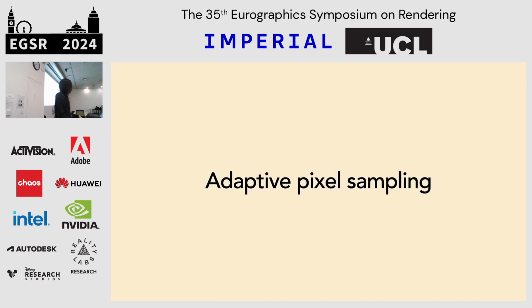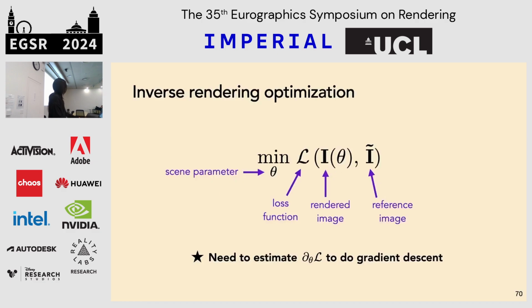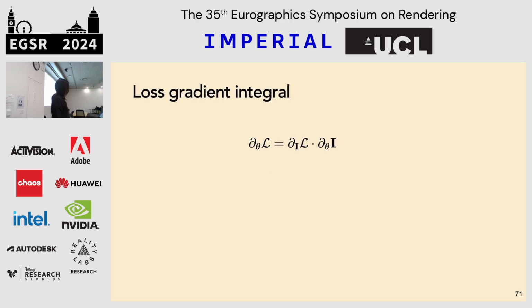So the final component of our work is a pixel space adaptive sampling procedure, which is complementary to the differential sampling method that I have just described. To motivate this method, remember that differentiable rendering is used for inverse rendering optimization, where we actually need to estimate the gradient of the loss function with respect to a scene parameter. Using the chain rule, the loss gradient is simply the product of two terms, where the first term is the derivative of the loss with respect to the image, and the second term is the derivative of the path integral, which we derived earlier.